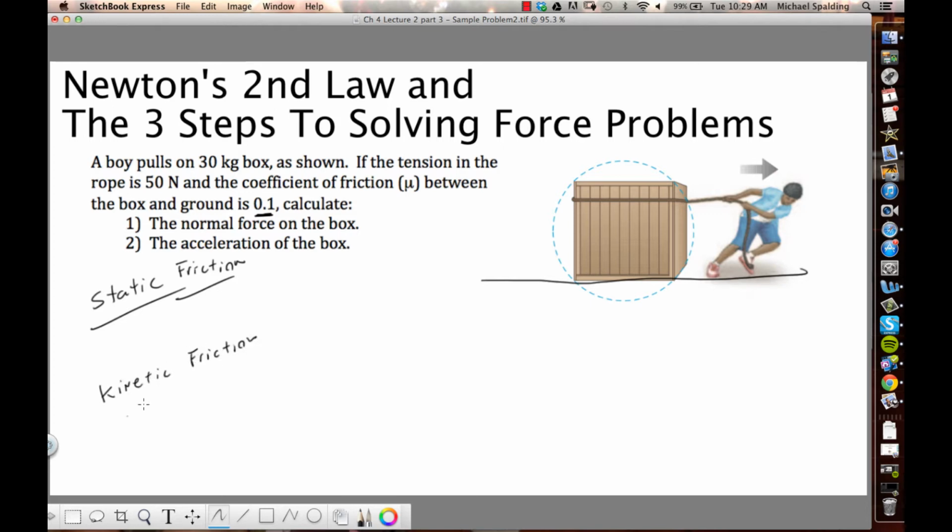The equation is the same. So what's the equation for static friction? Static friction, F sub S, is equal to mu sub S times normal force. Kinetic friction is F sub K for kinetic. It's equal to mu K for kinetic times normal force. So the equation's the same. It's the exact same equation, but I want you to be aware.